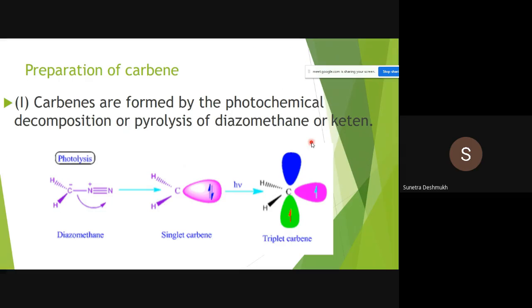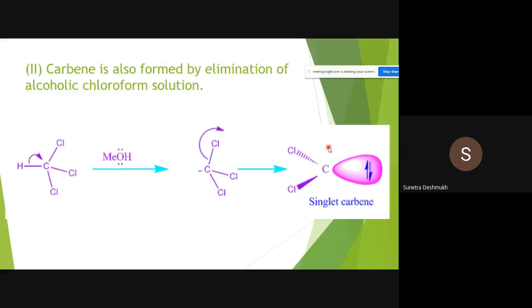Preparation of carbenes. Carbenes are formed by the photochemical decomposition or pyrolysis of diazomethane or ketene. Pyrolysis means heating at higher temperature, or decomposition. Photochemical decomposition, photolysis, leads to the singlet carbene. Singlet carbene on further treatment gives triplet carbene. So in this way we can prepare carbenes.